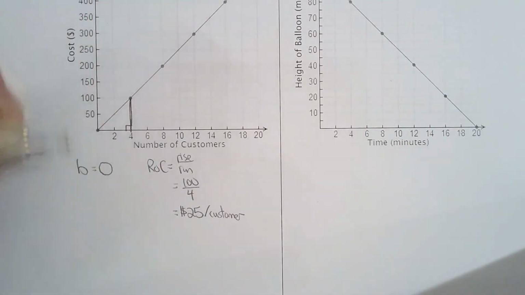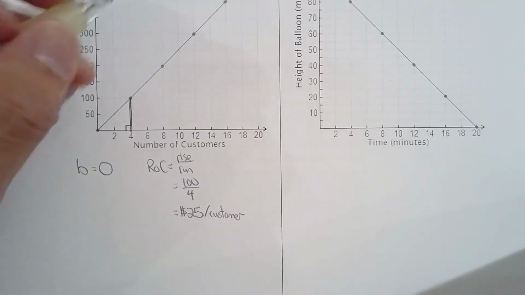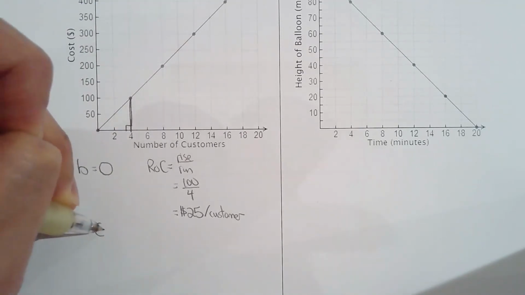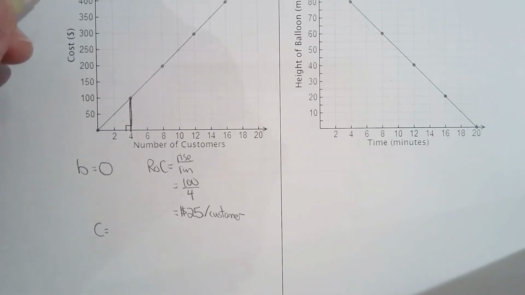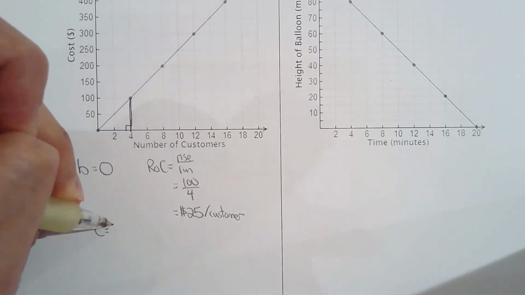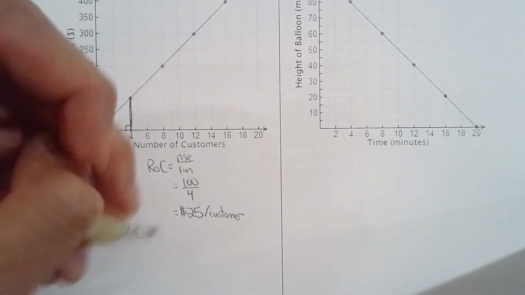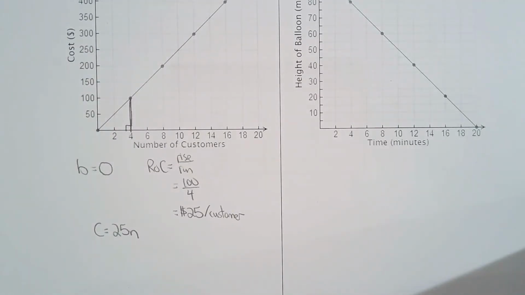Okay, so I'm going to write the equation. We're going to do a C for cost and N for the number of customers. So C equals 25N. Please don't write plus 0. I mean, if you really want to, you can, but it really is unnecessary. So C equals 25N. C representing the cost, and N represents the number of customers.